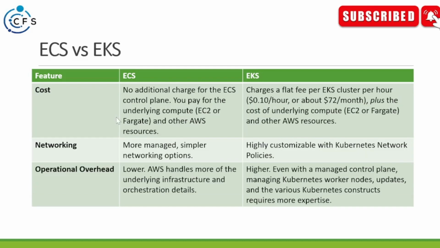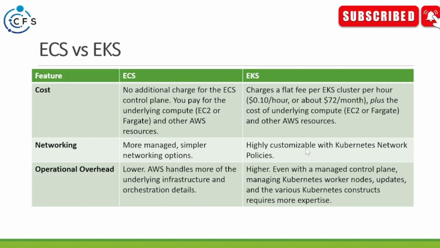If I go to more differences, definitely cost. There are no additional charges for the ECS control plane. You pay for the underlying compute, either EC2 or Fargate, and other AWS resources. For EKS it is a bit higher cost, charging a flat fee per EKS cluster per hour, that is maybe $0.10 per hour. That's about $72 per month, plus the cost of underlying compute, that is EC2 or Fargate, and other AWS resources.